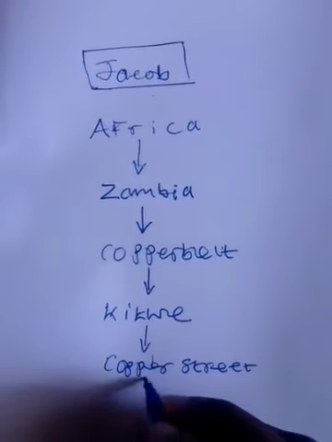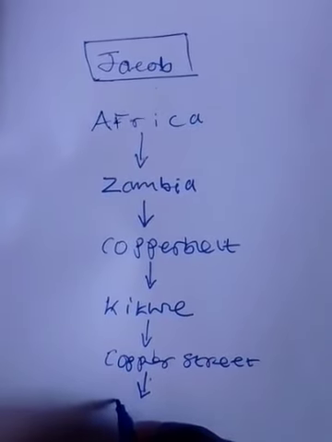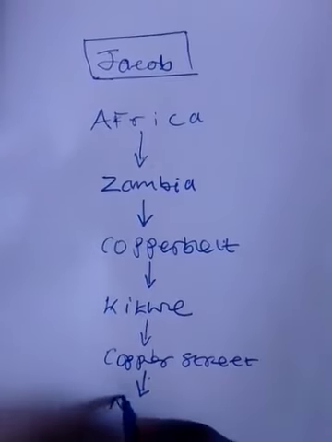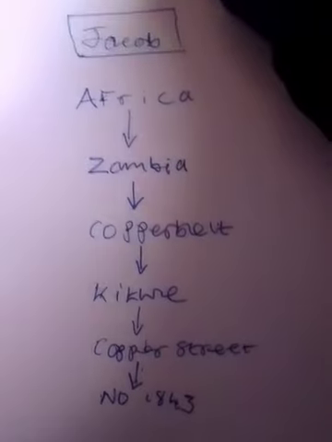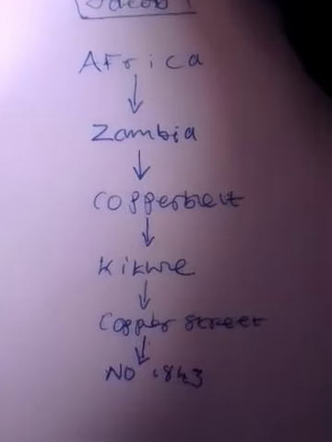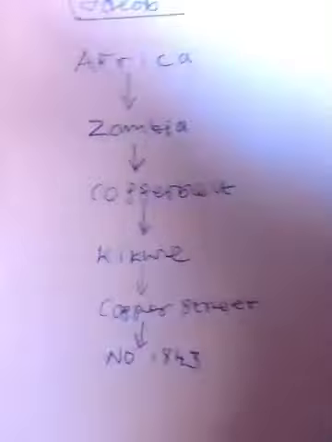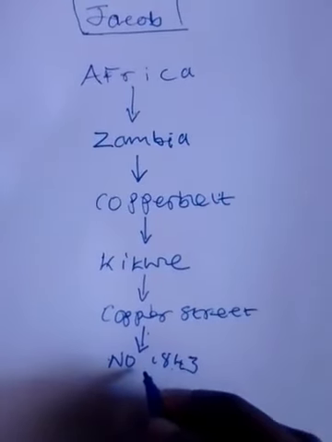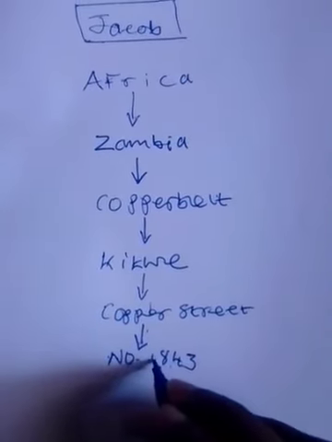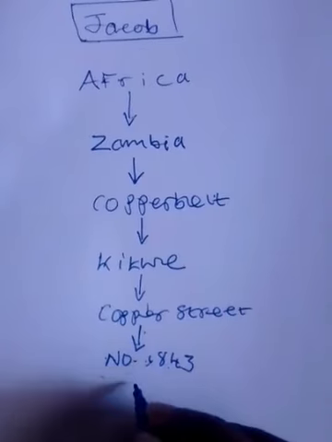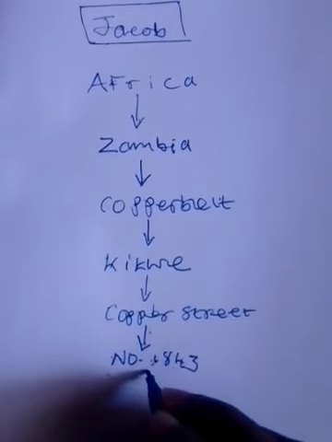So to find the specific location of Jacob, you need to know at least the house number, right? Let's say the house number 1843. I'm just coming up with some random house numbers. I don't know if this is the format of the house numbers. I'm not sure. So now, a house having this house number is where you're going to find Jacob, right? So you're going to find Jacob in the house.